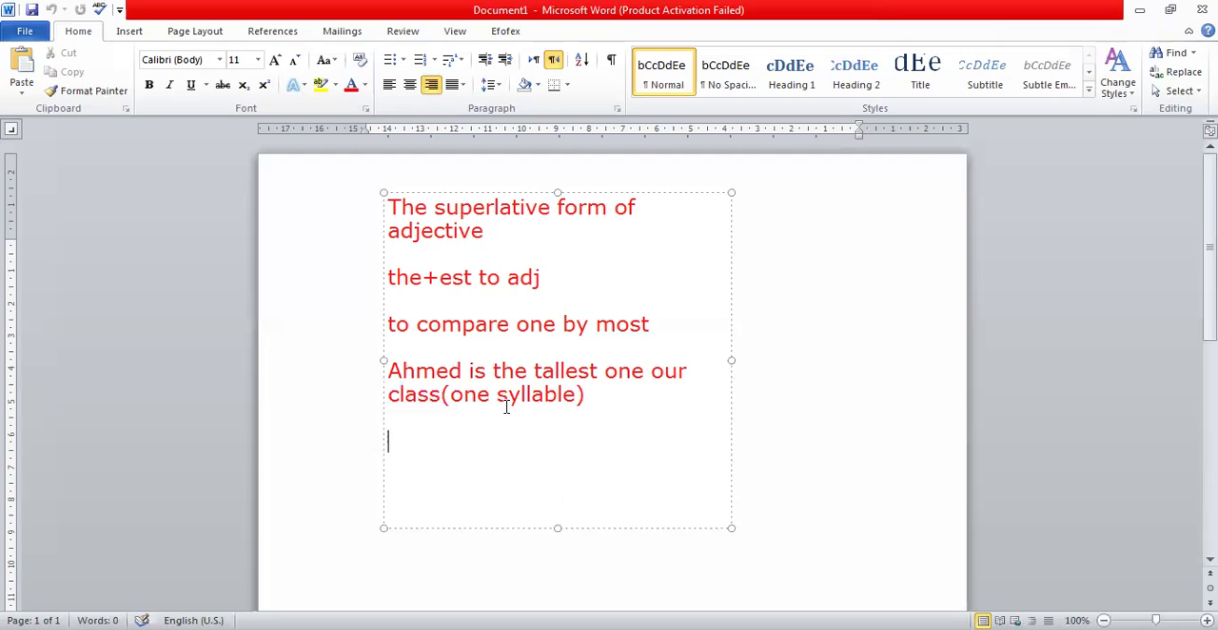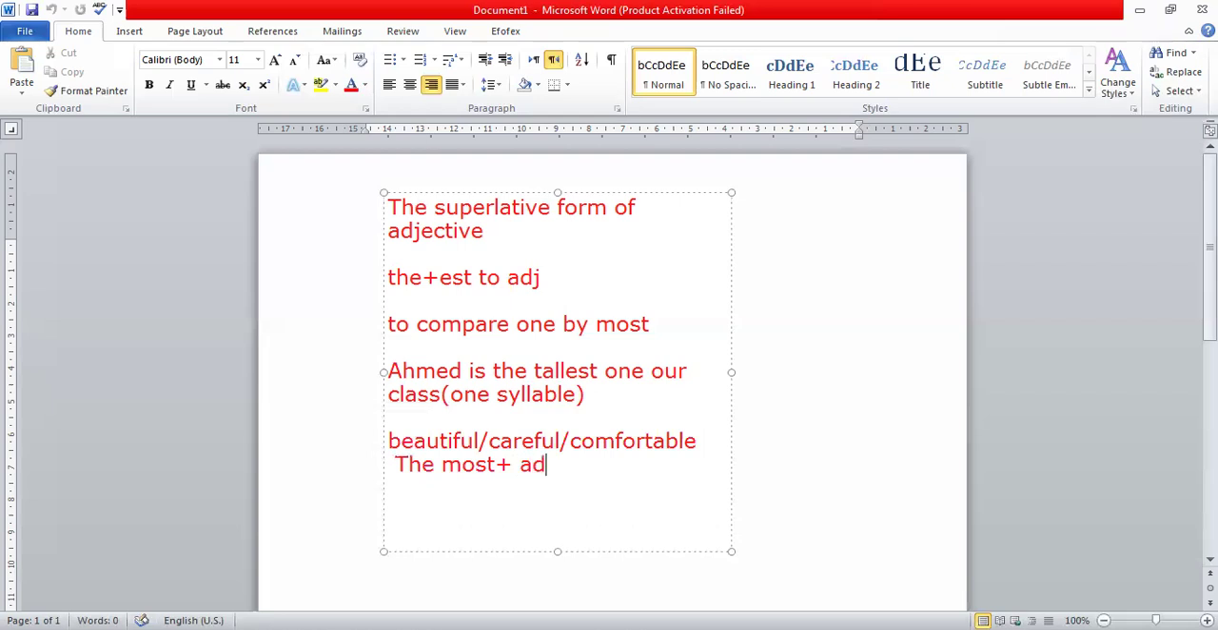In more than one syllable, what can I do in this form? Like beautiful, like careful, like comfortable. This is an adjective of more than one syllable. What can you do in this form of the adjective? By adding the most plus the adjective.